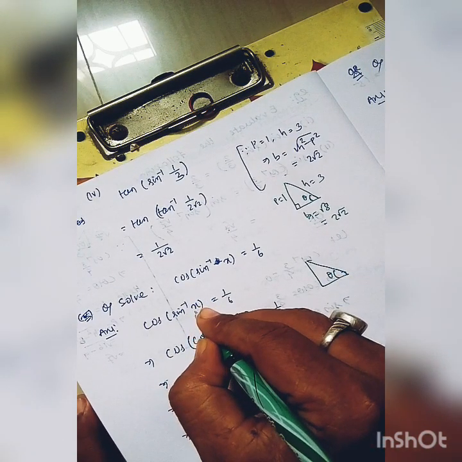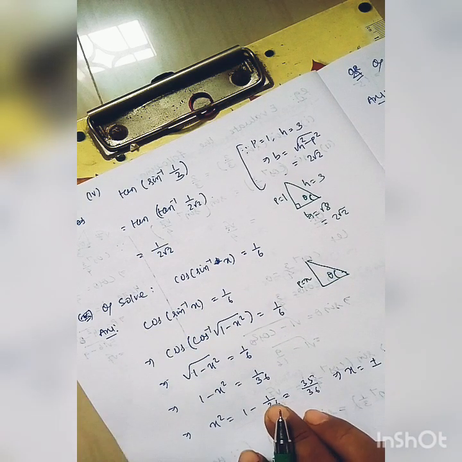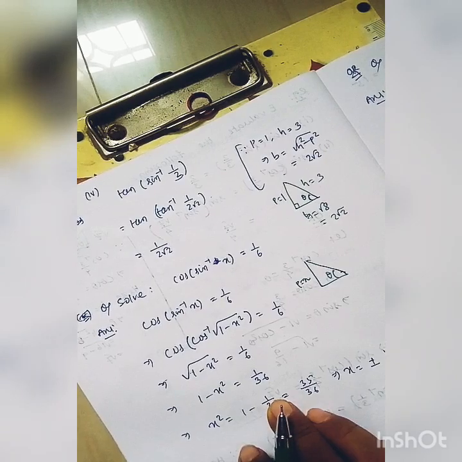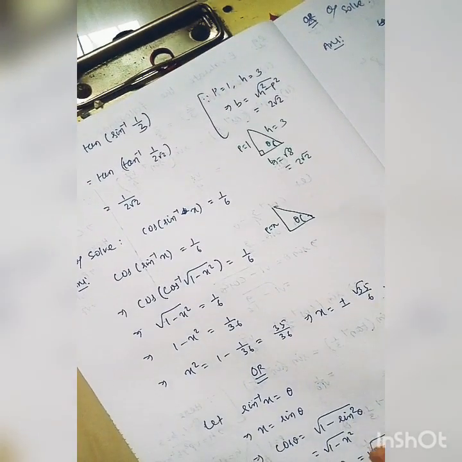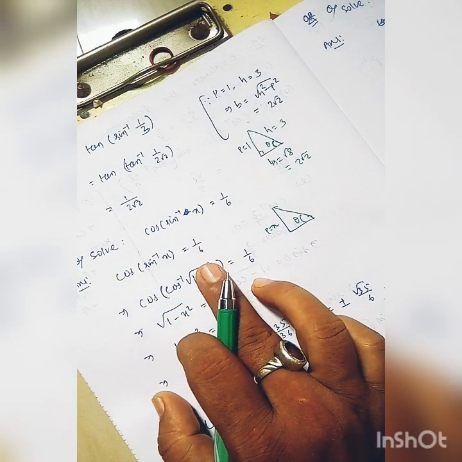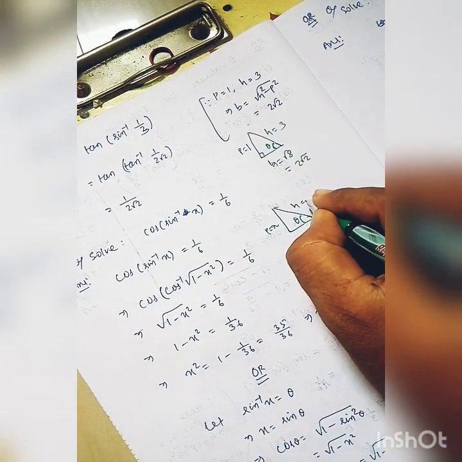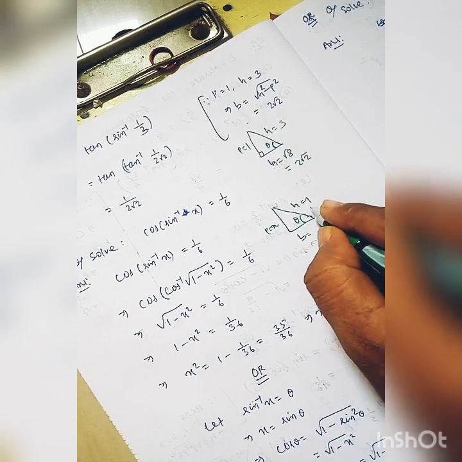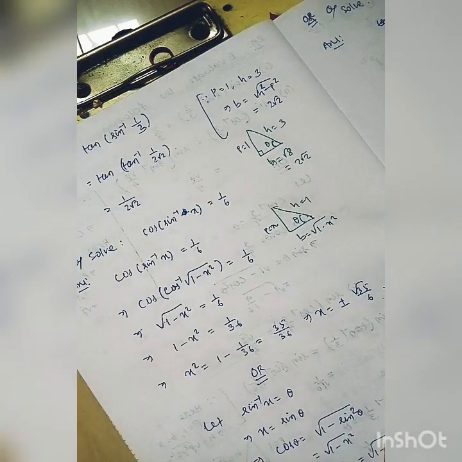Here p equal to x, and h equal to 1. So b equal to square root of h square minus p square, that is square root of 1 minus x square.